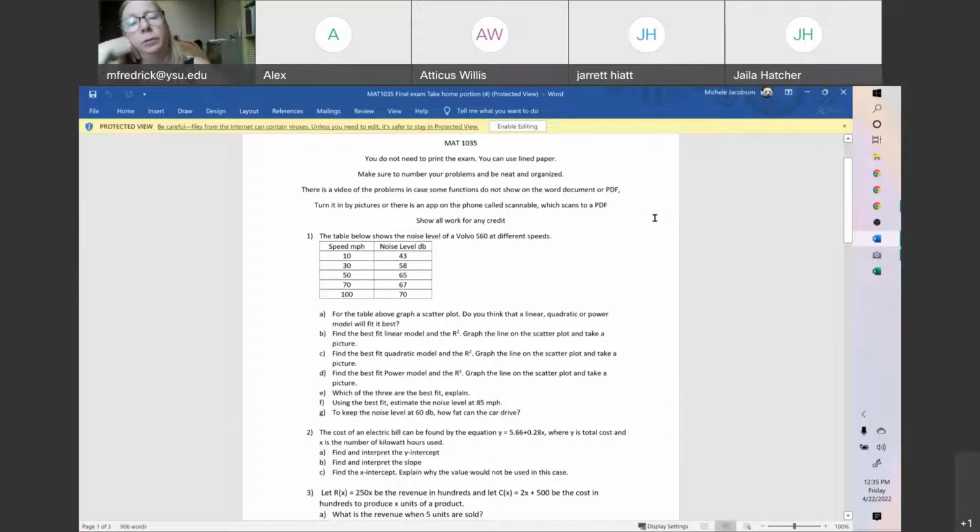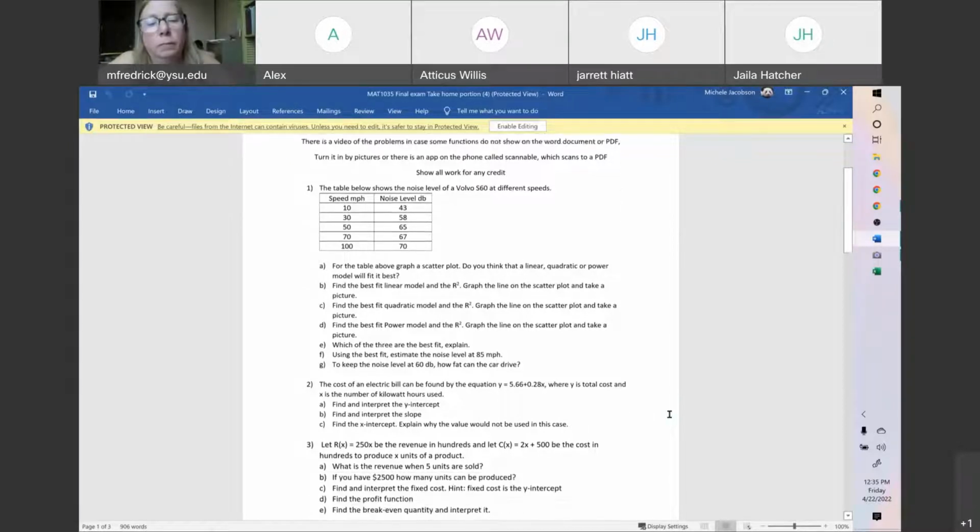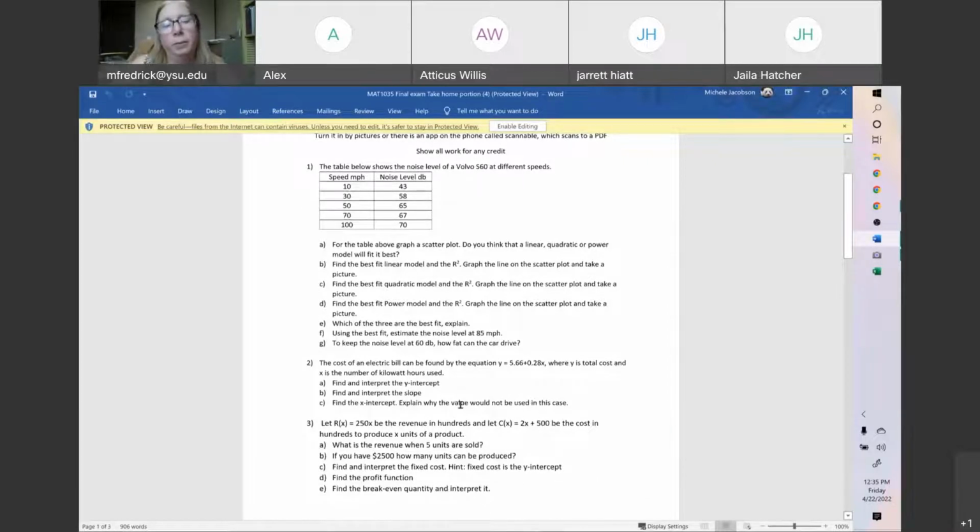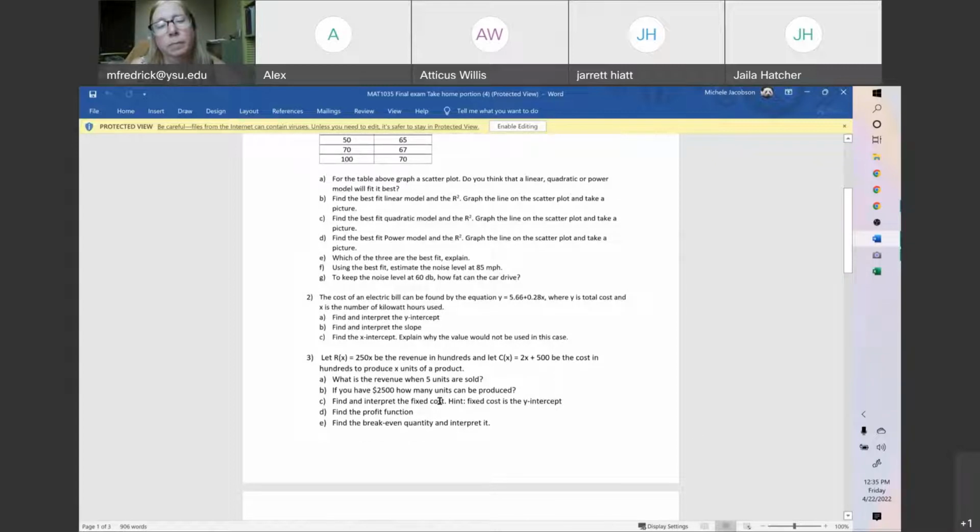So there's one where you need to find the best fit model, linear, quadratic, and power. Then look at R squared and see which is the best. X-intercepts, Y-intercept. This one's just plugging in.